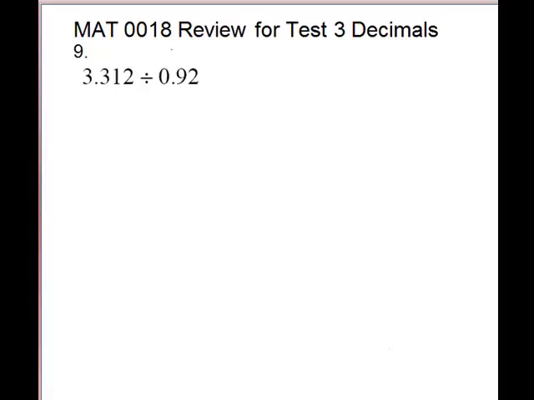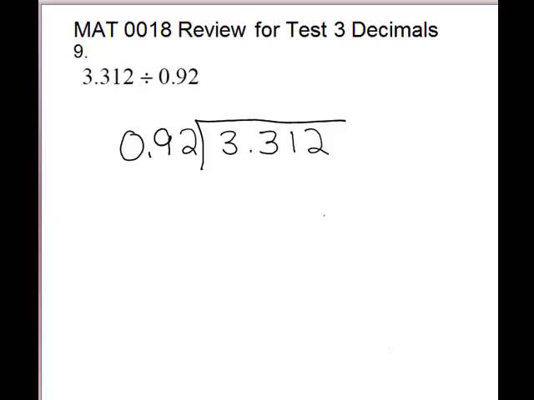So put your divisor, the number after the divide sign, on the outside, 0.92 into 3.312. The first thing you have to do is to take care of your decimal. You're not allowed to divide with a decimal in the divisor, so it has to move to the end. It moved 2 spaces. You have to compensate for that underneath and move the same amount of spaces in the same direction. So we have to go 2 places to the right with our decimal and then take it straight up. Then we're ready to divide.